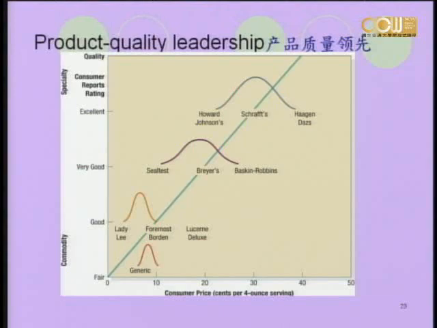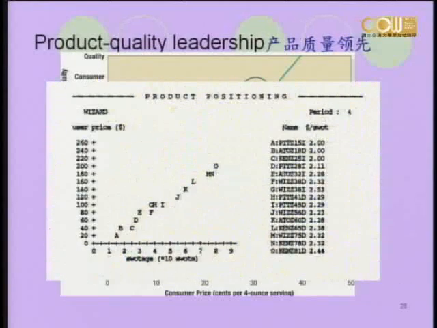If this sounds familiar, this is the same. So how are you going to position yourself in what dimension? These are called product quality leadership. And some companies really want to play the game on top of the 45-degree line.